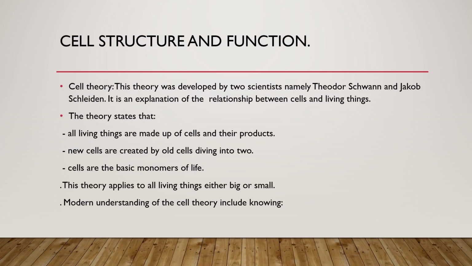So with the cell structure and function, we all know that the cell is the basic unit of life. There was a theory that was developed based on the cell. This theory was developed by two scientists, namely Theodor Schwann and Jacob Schleiden. It is an explanation of the relationship between cells and living things. This theory states that all living things are made up of cells and their products. Simply, you as a person, you're also a living thing, and so are the animals. You're all made up of cells and their products.